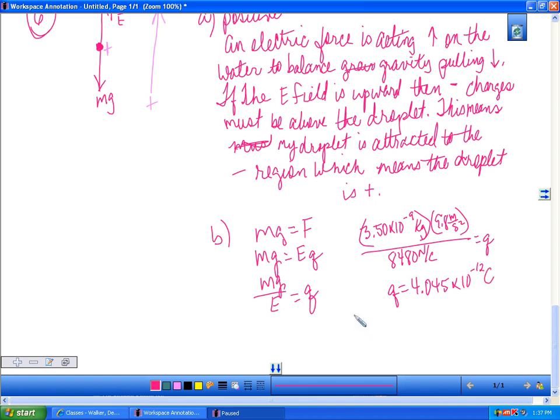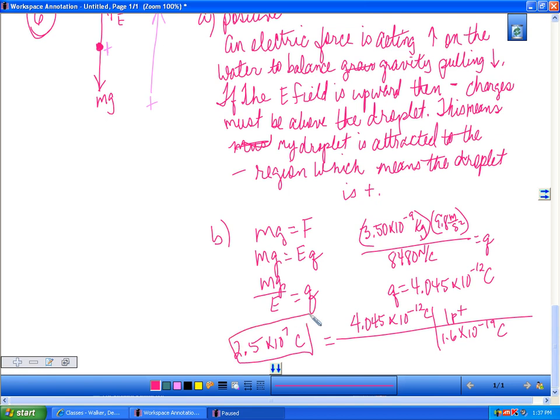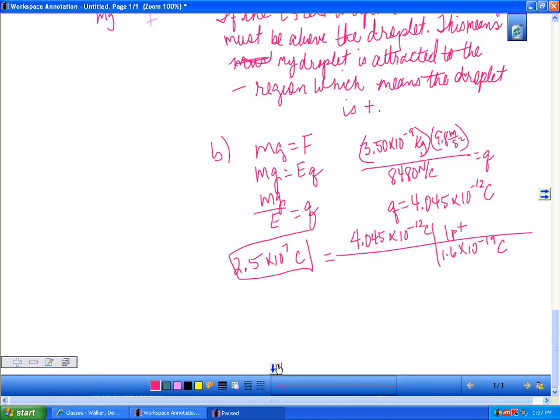And so now I want to set that value. And I know that one proton has a charge of 1.6 times 10 to the minus 19 coulombs. So the number of protons that I got was 2.5 times 10 to the 7th. All right, let's move on.